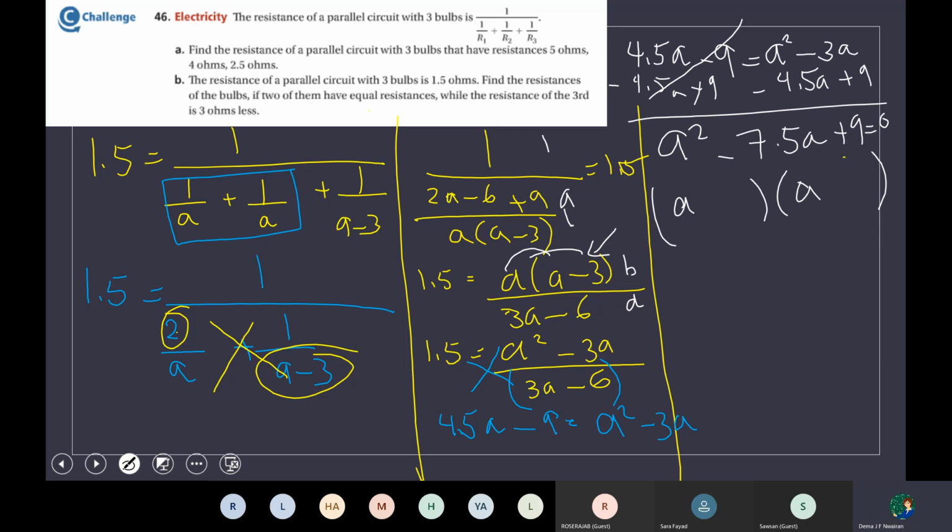What did I do? I took something wrong here. 2 times A minus 3, which is 2A minus 6, plus A times 1 is A, over A minus 3.